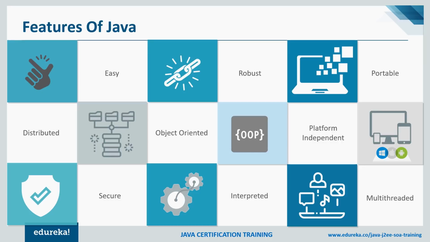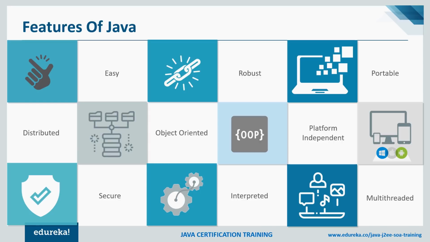Now, there are so many other features linked to Java. Platform independent is one of the features which makes Java run on any operating system. When I say any operating system, typically we are talking about Windows, Linux, Unix, Mac, Solaris. All these operating systems have Java virtual machine pre-installed, which makes Java platform independent.